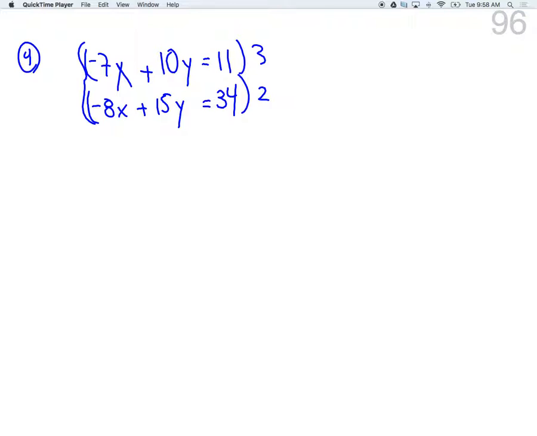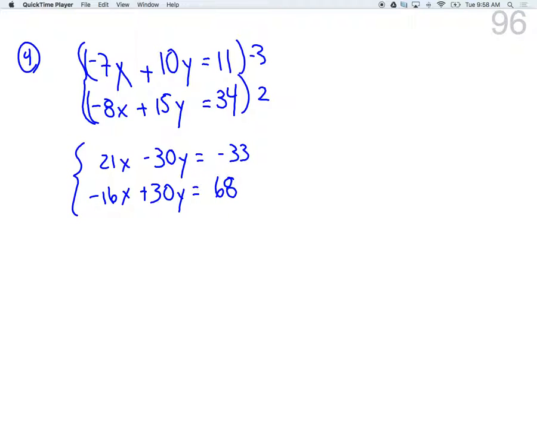Because again, I like to add, I don't like to subtract. Okay. 21x minus 30y is equal to negative 33. And negative 16x plus 30y is equal to 68.